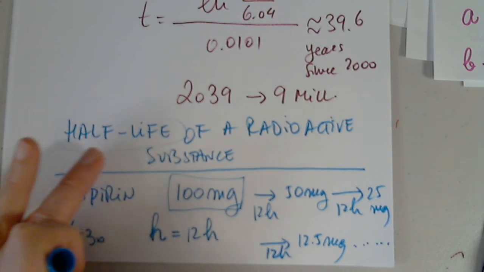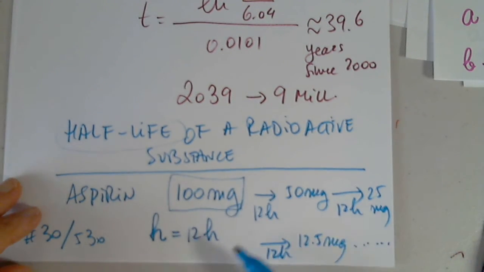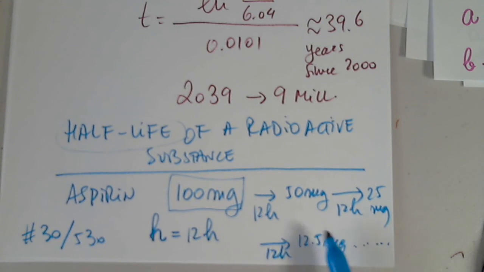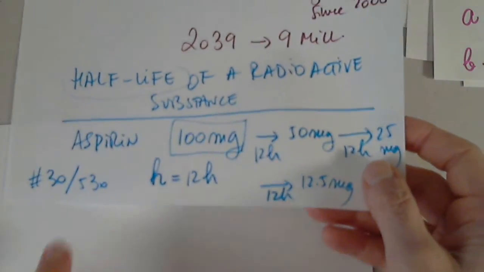This is the idea about the half-life. It disappears if you want. In 12 hours, half of it goes away. In 12 more hours, half of it goes away. 12 more hours, half of it disappears. That's the idea behind the half-life. So now let's work on this problem.